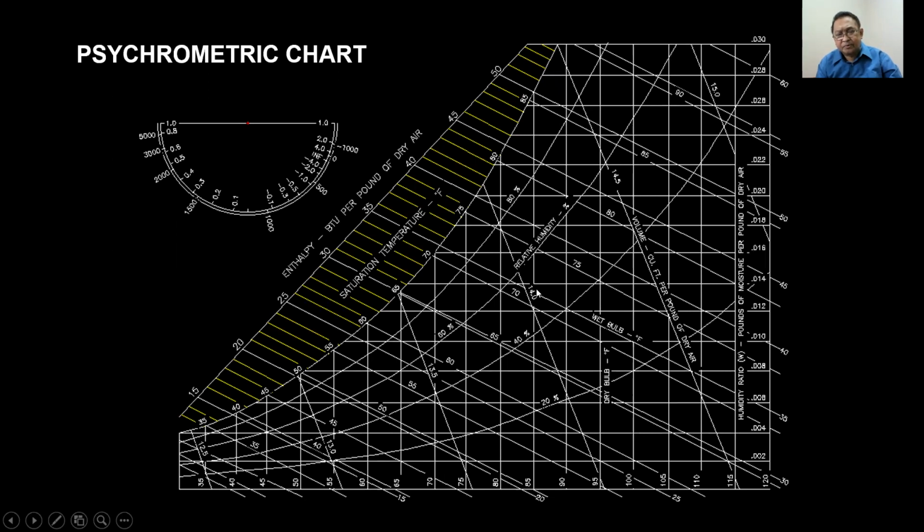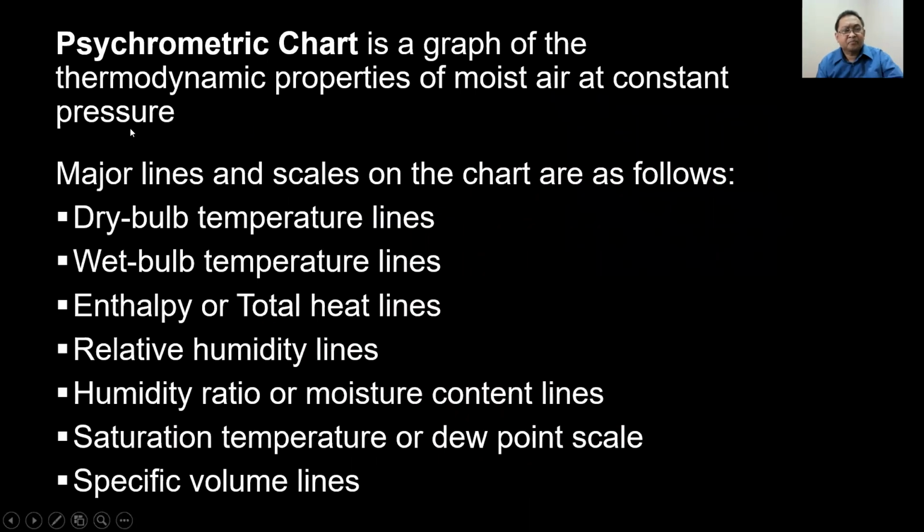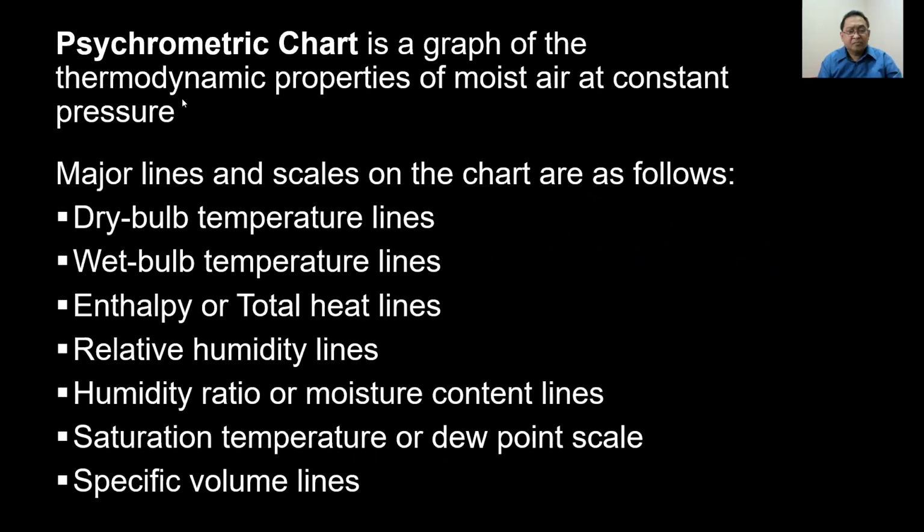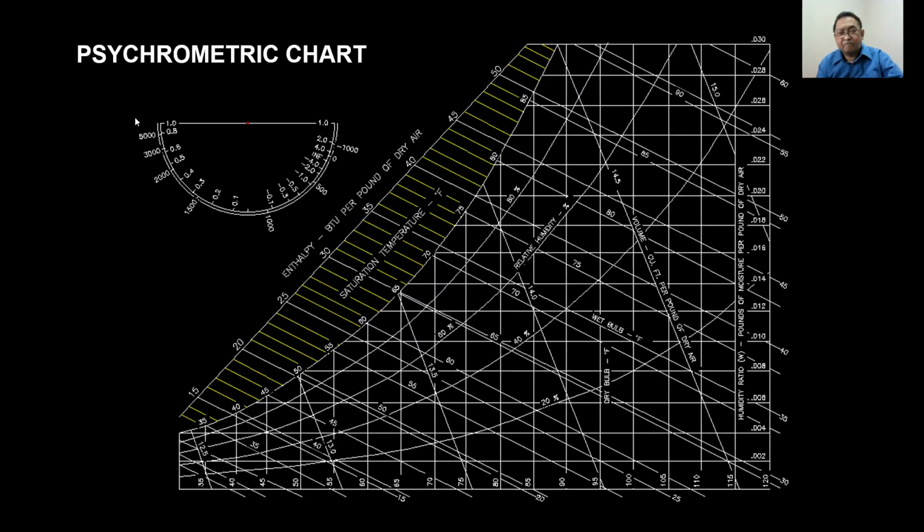This is the wet bulb temperature lines, and then we also have the enthalpy or total heat lines. This one here is the enthalpy or total heat. And also we have relative humidity lines. This one here is curve, RH. Okay, this is for 40% RH here, and this one is 20% RH.